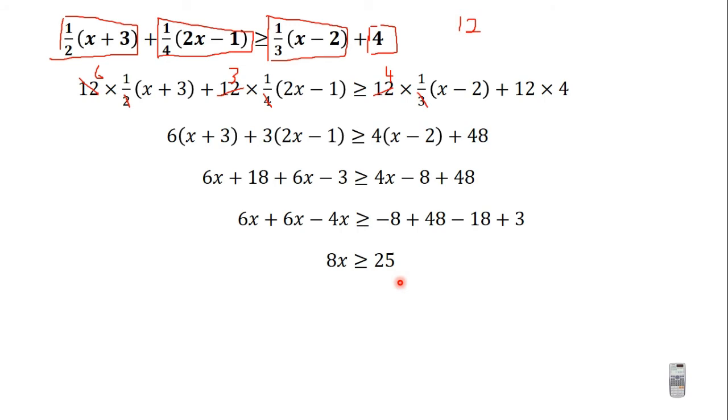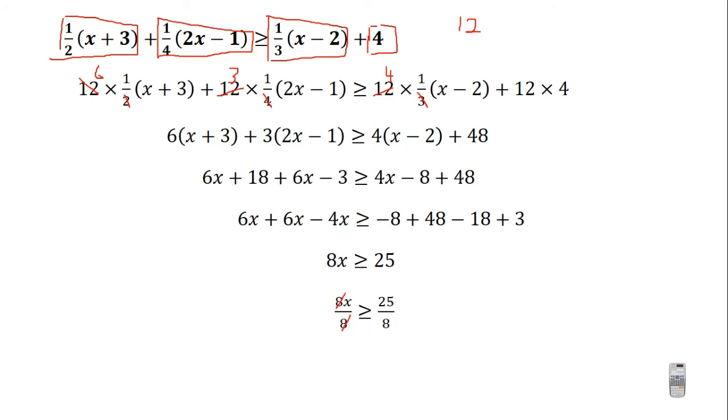When you get here, you divide through by the number attached to x. That number is 8. So what this means is that 8 will cancel 8 to give us x. You have 25 over 8. Now this is an improper fraction, so we have to leave our answer in a mixed number.